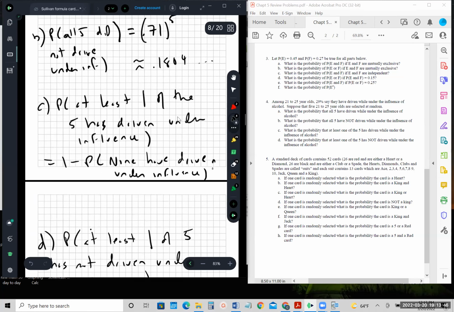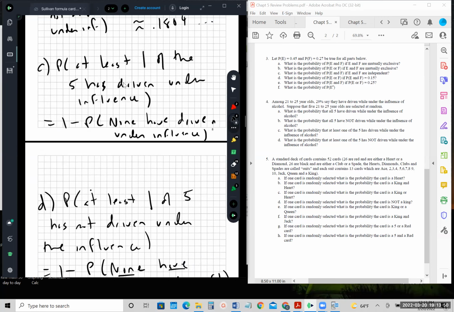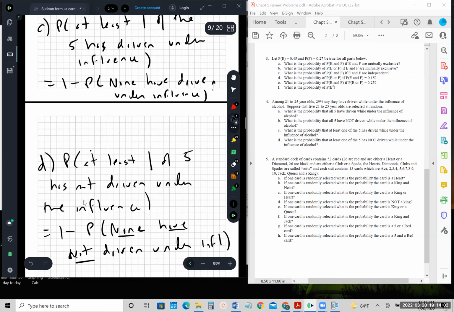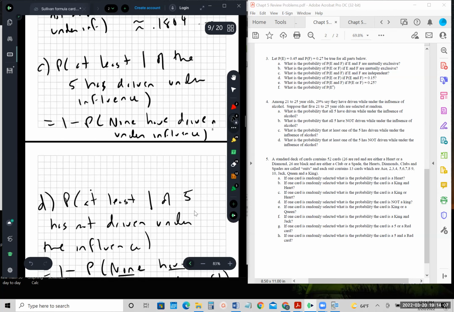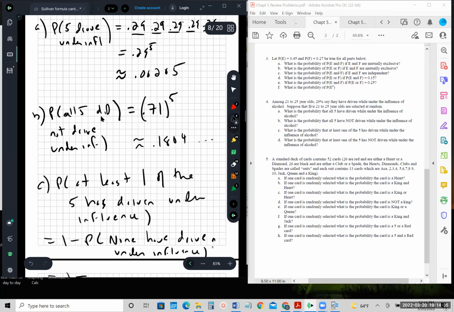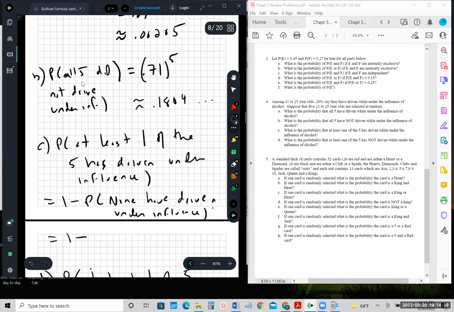So when we're looking at C and D, if we want the probability at least one of the 5 has driven under the influence, that would be the same as 1 minus none have driven under the influence. And then if we want the probability at least one of the 5 has not driven under the influence, that would be none have not driven under the influence. So it's a lot of double negatives here, but if you think about it, what would be the equivalence of none having driven under the influence? Well, if none have driven under the influence, then that means all 5 did what? So if you think about it, it'll be 1 minus, when we do none have driven, we want the opposite of that. I'm trying to think of the best way to explain this. So all 5 did not drive under the influence.